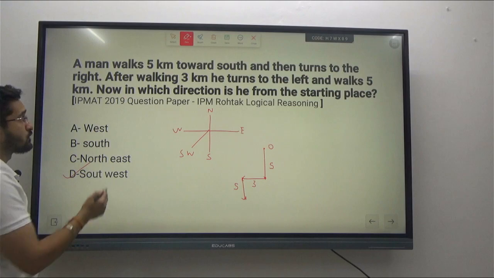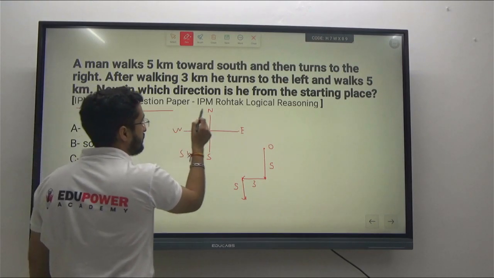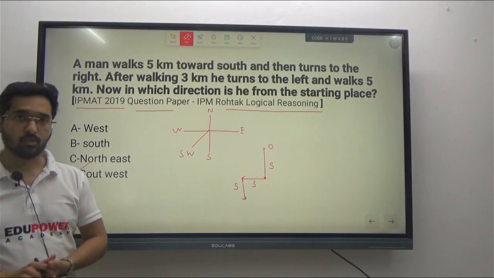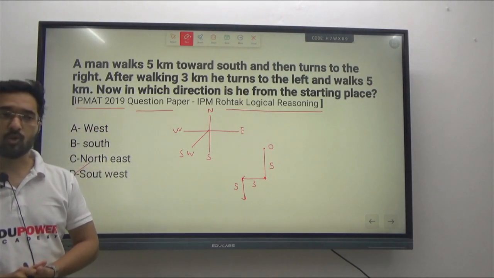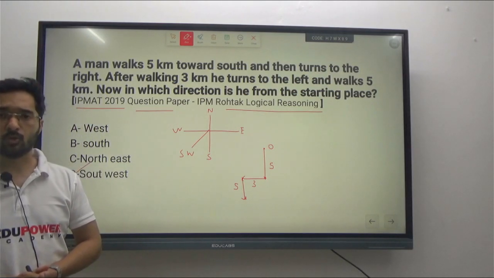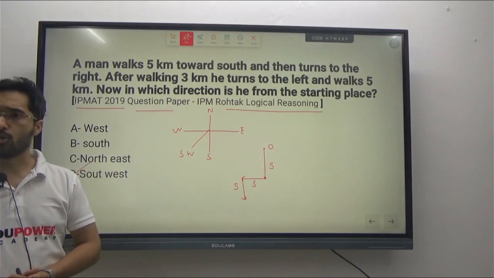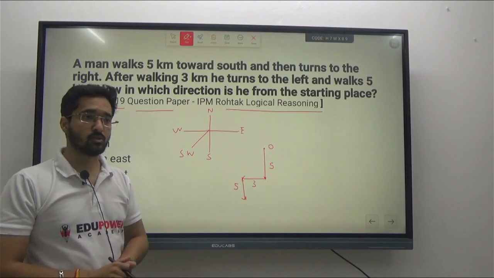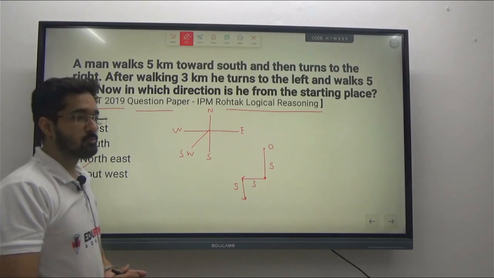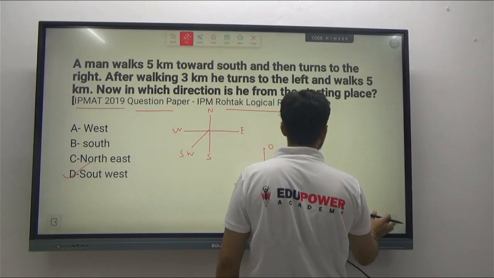And this is an actual 2019 IPM Rohtak logical reasoning question. Questions are easy in IPM, especially the logical reasoning part. You just need the correct approach, and you should know all the tricks and techniques to solve the questions. So the answer is southwest direction. I hope there is no doubt. Let us move on to the next previous year question.